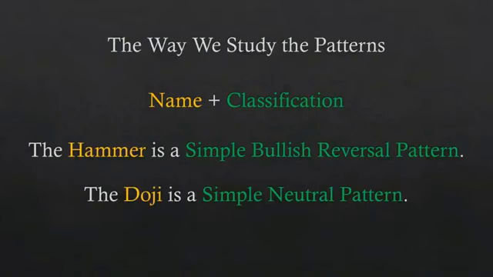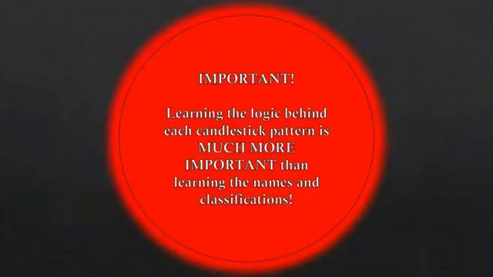We start by studying the patterns individually to learn about their logical interpretations, which is the most important part before we move on. But there's one last thing to remember, which is that the names and classifications just help us memorize and organize the patterns. The most important thing is to understand the logic behind each candlestick pattern. If you don't understand why they might work and the rationale behind each one, it won't benefit you to learn all the patterns.